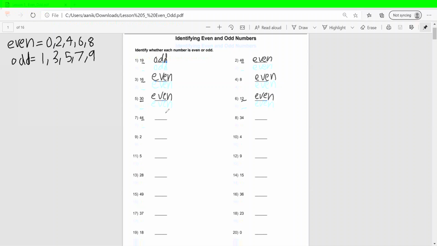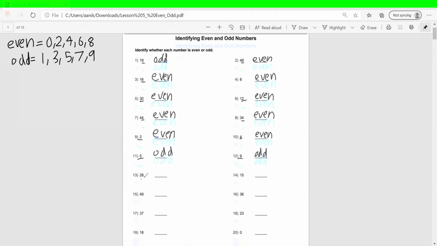44 ends in a 4, even. 34 also ends in a 4, so it's also even. 2 as well. By definition, it must be even. Same with 4. By definition, 4 is also even. 5 is a 5, so by definition, it must be odd. So is 9. By definition, 9 must also be odd.